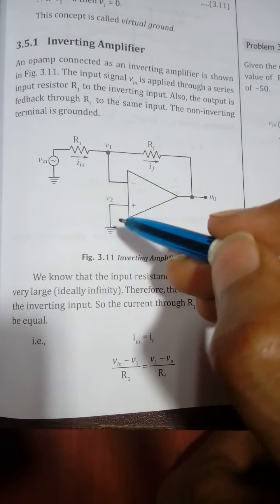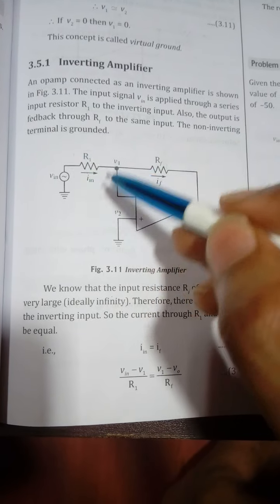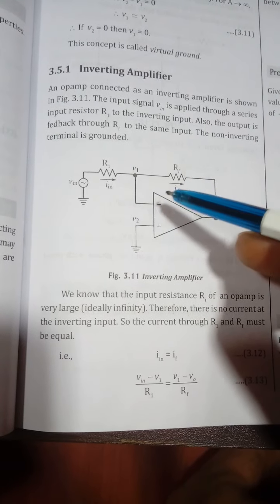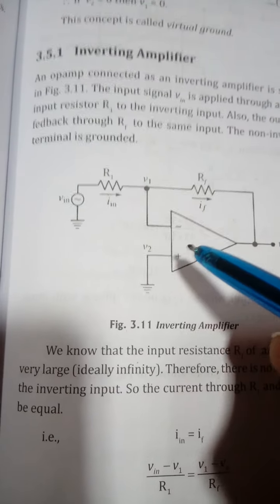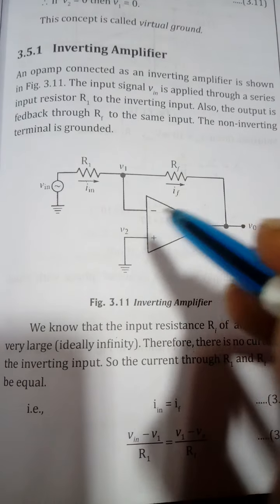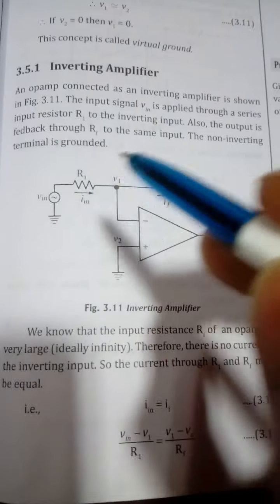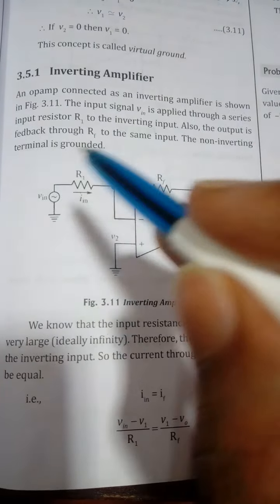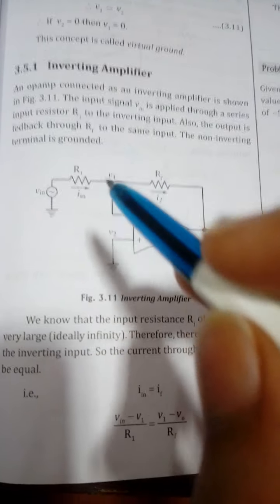This non-inverting terminal is grounded, and for the inverting terminal you are giving an input through the input resistance R1, and the feedback should also be connected from the output to the inverting terminal every time. First you short the non-inverting terminal, give the feedback to the inverting input through the feedback resistor, and whenever you are giving the input to an inverting terminal, you have to give it with some resistance. This resistance is called the input resistance.